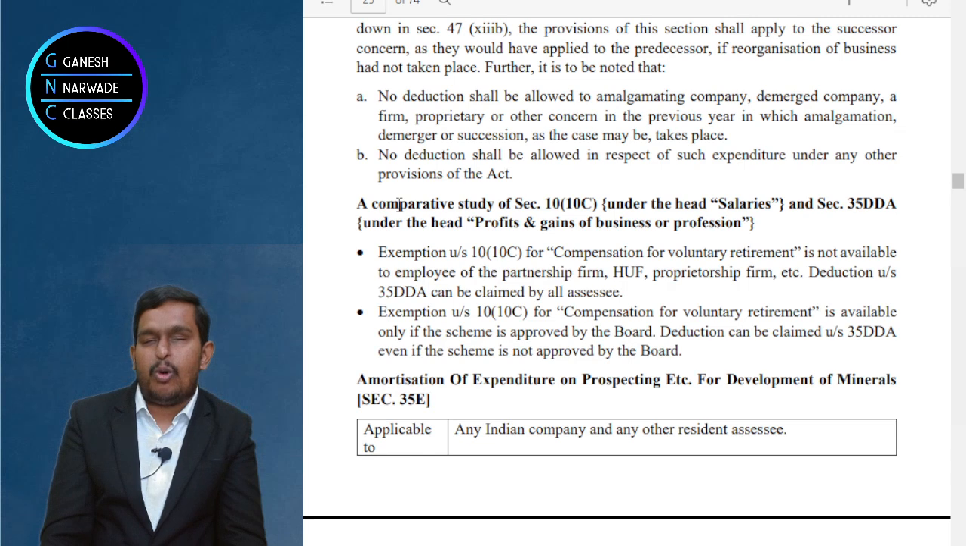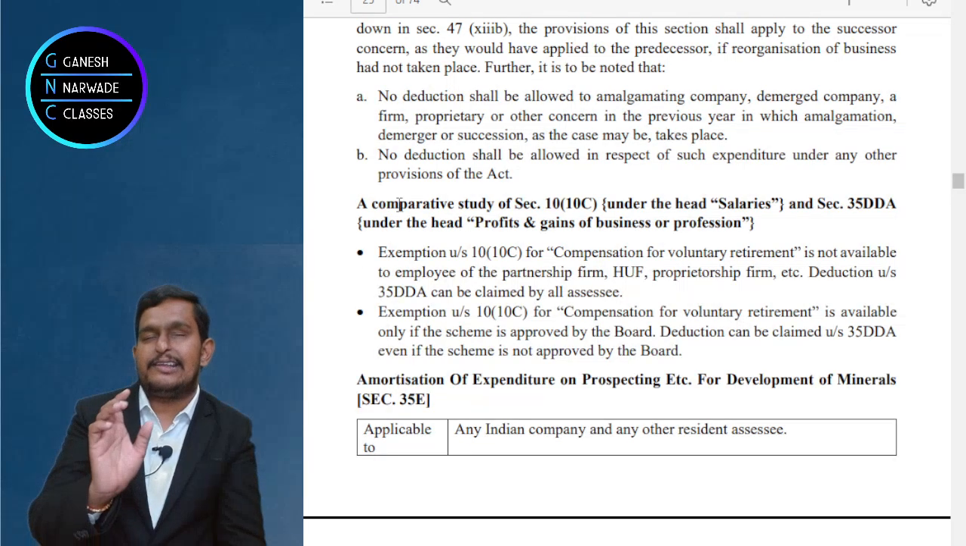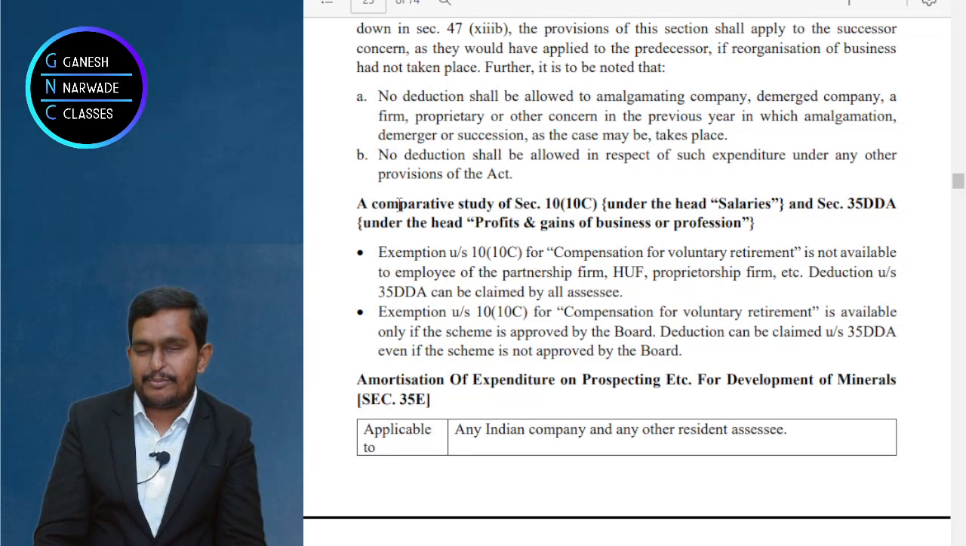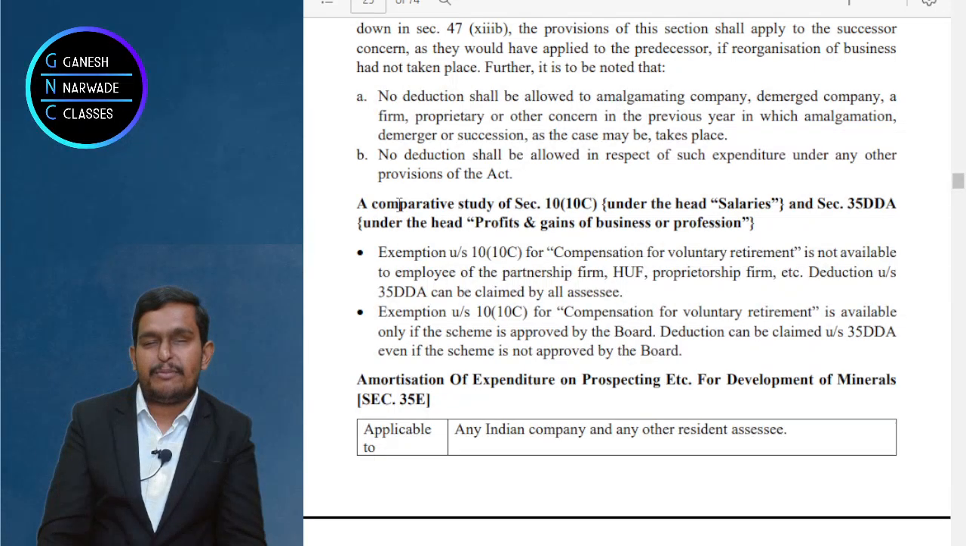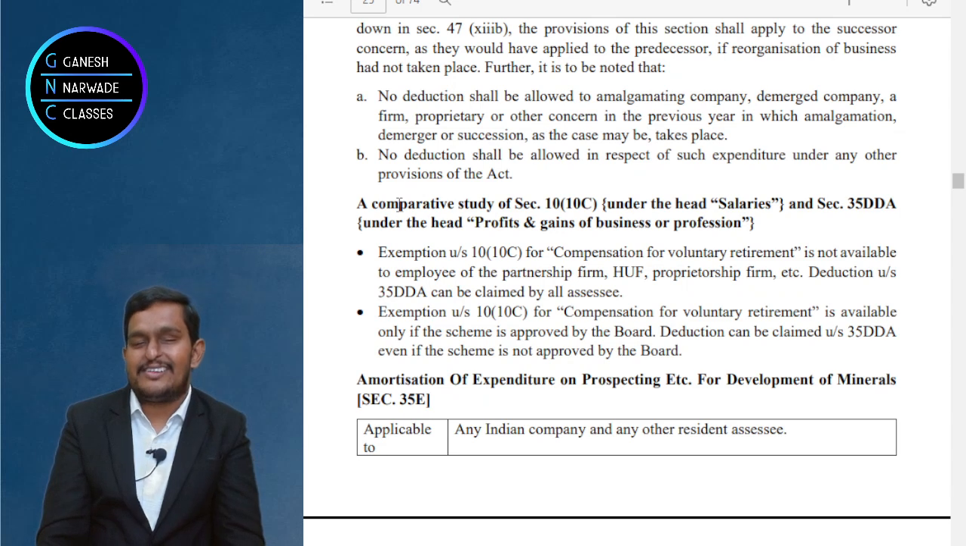Under 35DDA, no board approval is required for getting the deduction for the entrepreneur, for the boss. But for claiming deduction under 10(10C), the VRS should be approved by the Central Board of Direct Taxes. Then only the deduction can be claimed. For employees, so many restrictions. For the boss, not much. That's what the difference is.